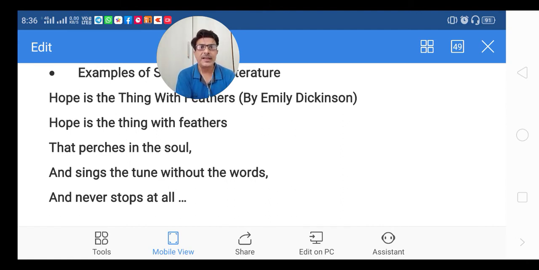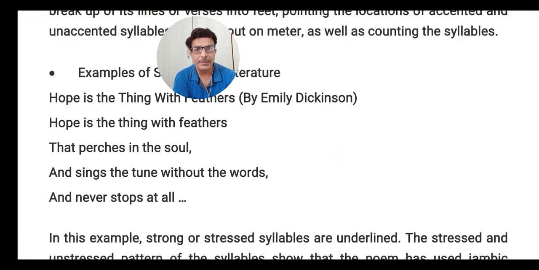Now, if you see the example on the screen, the example from a poem written by Emily Dickinson, here we have taken 4 lines from Emily's poem. The first line is, hope is the thing with feathers. Can you count the syllables in this first line? Hope is syllable number 1, is 2, the 3, thing 4, with 5, feathers, there are 2, so 6, 7. You can say that there are 7 syllables in this line.